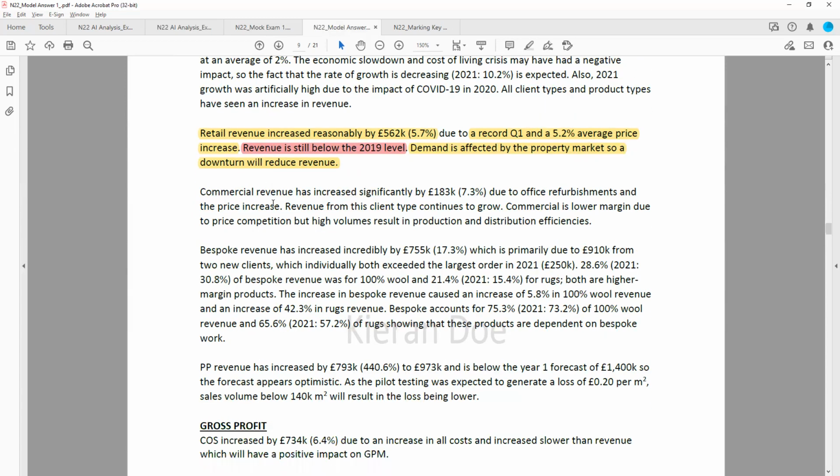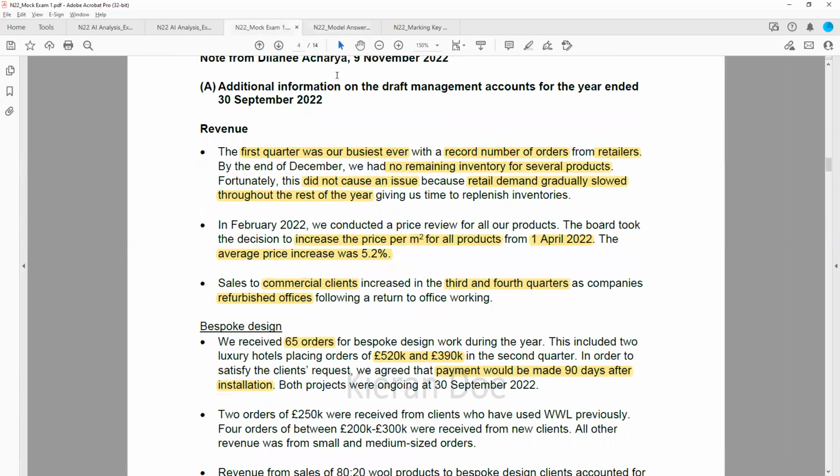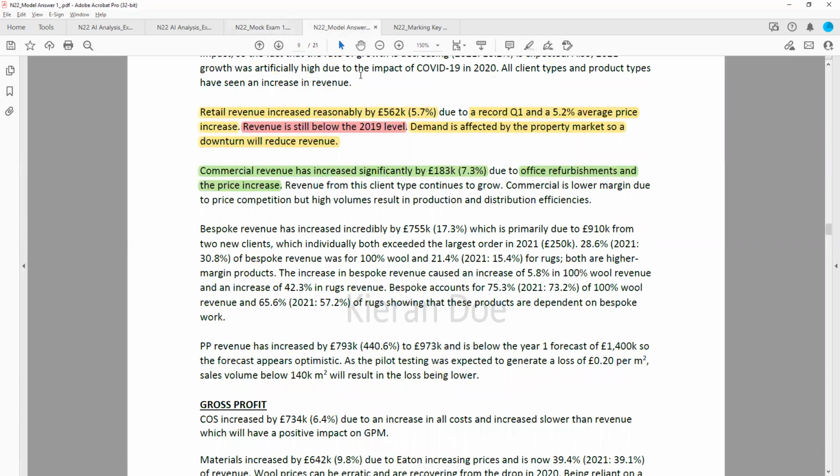And then we do the same for the rest of the other client types. So commercial, so the number, which is just coming from the appendix we calculated, that's quite easy. The reason, from the exam paper, that's quite easy as well. We were just told here that sales to commercial clients have gone up because they're refurbishing offices. So we've got that there, and also the price increase affected that as well. Like I said, probably the harder point, further insight point, like a trend point. So it continues to grow. So I've used a trend point again there. So picking out the trend.